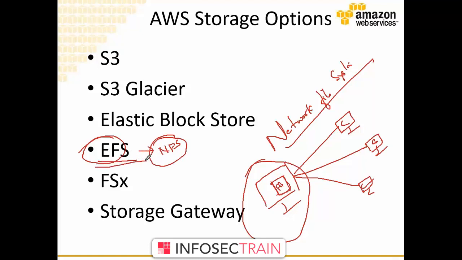I'll give a practical example. Let's say we have developers working from different countries or locations. If they want shared storage, you can go for Amazon EFS. If I have multiple applications storing a lot of files and modifying them continuously, I can go for EFS. If I want a centralized share for my company, I can use EFS. Like this, we can use EFS for a lot of things.